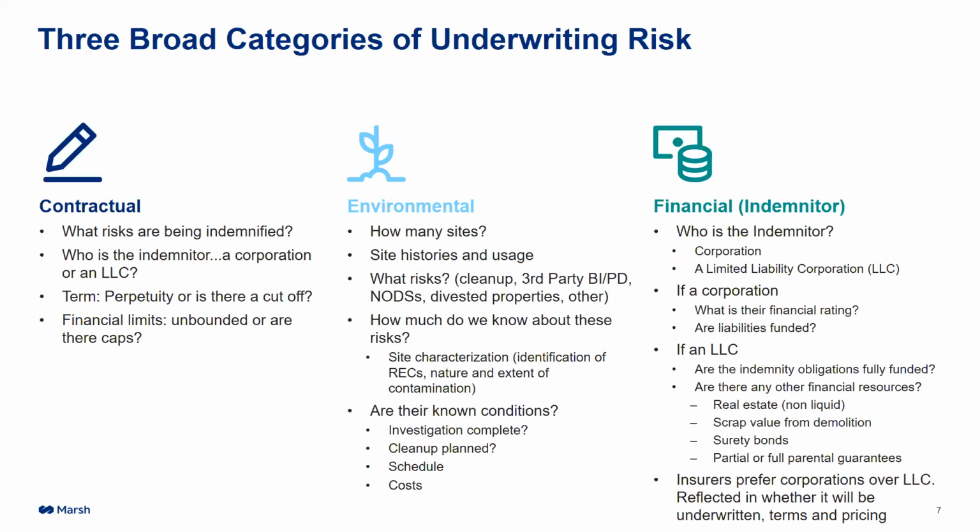So when we go to underwrite this, there's really three different categories of risks that are looked at. Contractual liabilities, what's the environmental situation, and then what are the financials of the indemnitor? And we'll talk about these in a little bit more detail right now.